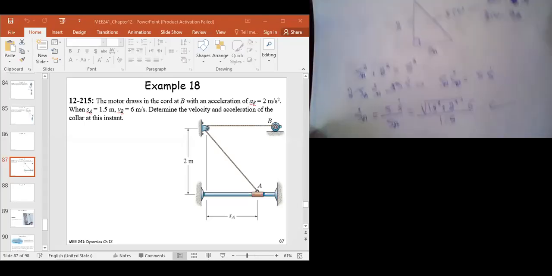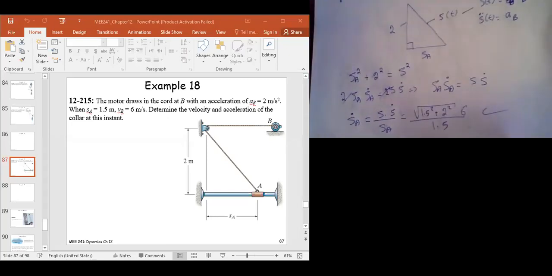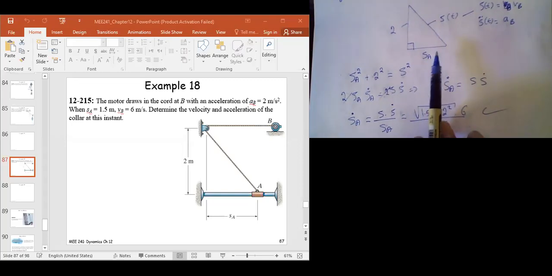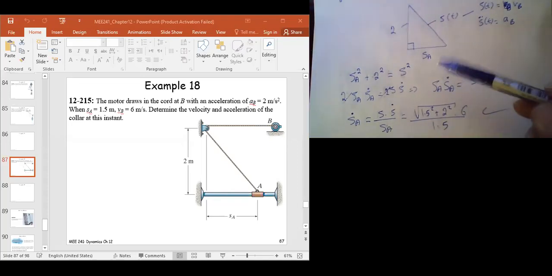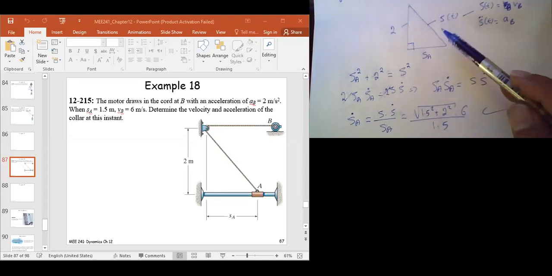Okay, guys, so we were here, right? And we just found the velocity of the cable at A, right? What do you guys think about this so far? Is this all clear to you guys, or how we are setting this up? Right, so we know SA squared plus 2 squared has to be equal to S squared.